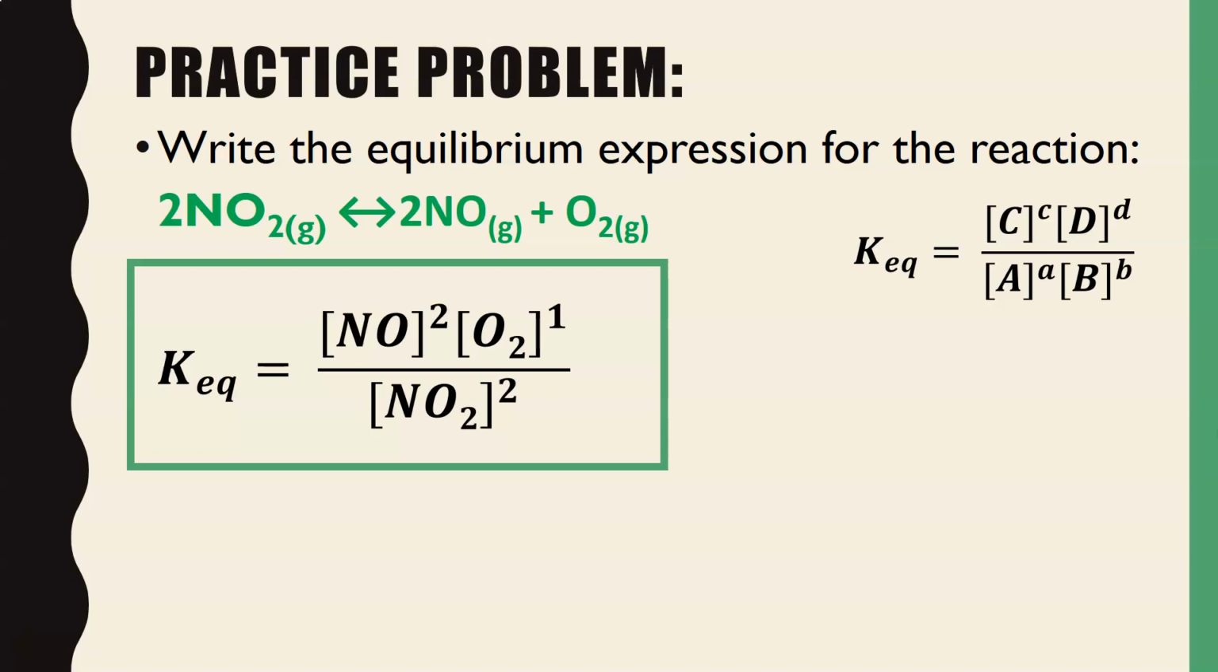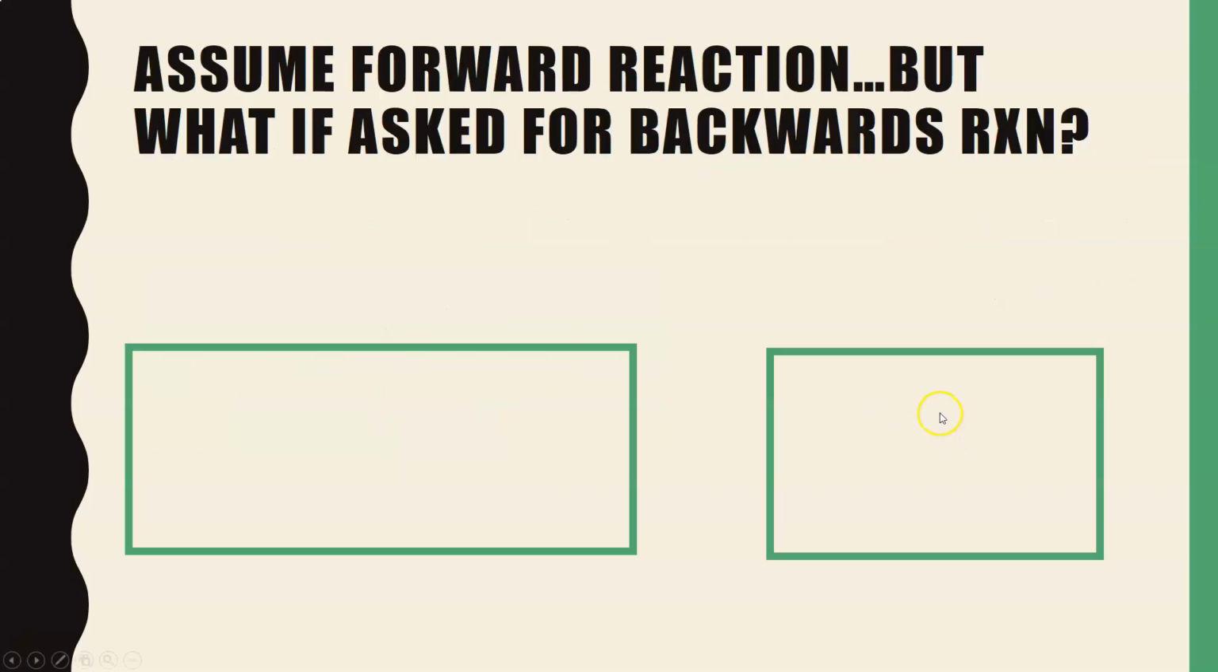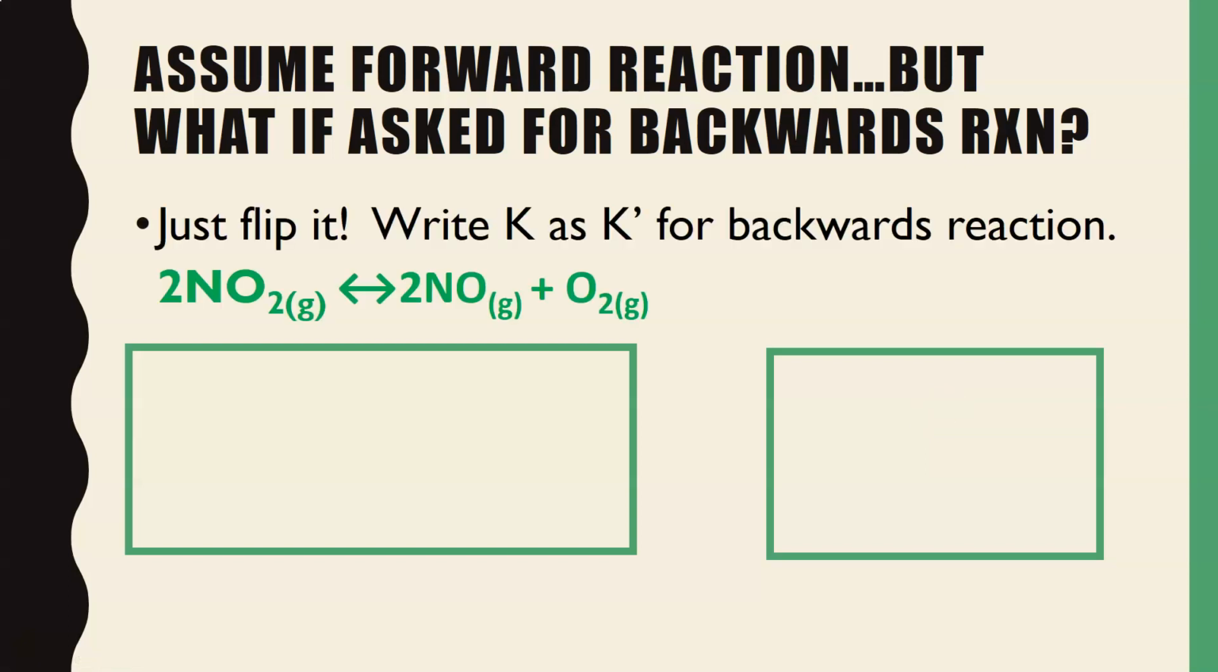Now, when we're writing this, you might have noticed that we used a double-sided arrow, which implies the reaction can go both ways. But we wrote the equilibrium expression assuming we were going in the forward direction. It's really important that you understand that we always assume that we're going forward unless you're specifically told to go backwards, okay? So if I ask you to do the backwards reaction, you're just going to flip it, because now what your reactants were are now products, and what your products were are now reactants. So that's just flipped.